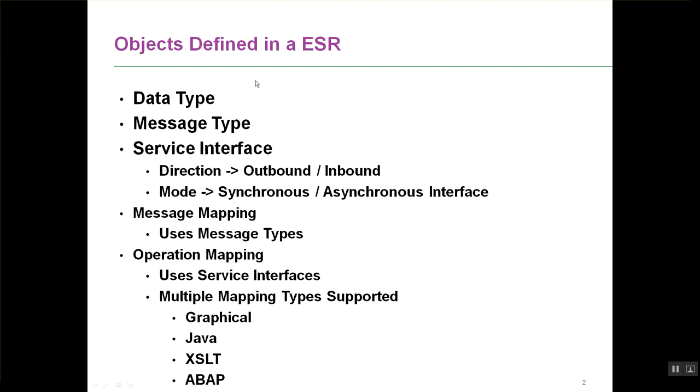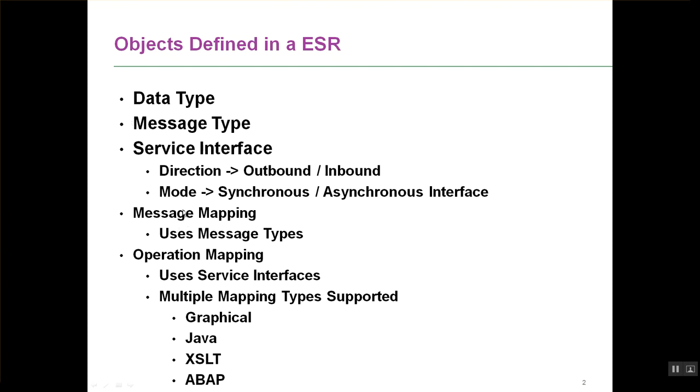So you would define a data type, you would define message types, you would define service interfaces, and then you would be defining what we call a message mapping. The message mapping is used because PI's role as an EAI platform, or an enterprise application integration platform, is not just to transfer data from one system to the other system. It is also because each system would expect the data in a different format, which means PI needs to perform some mapping or translation of the data from one format to the other format. And that kind of mapping or translation is done using what we call a message mapping. And the message mapping uses this object, message type.